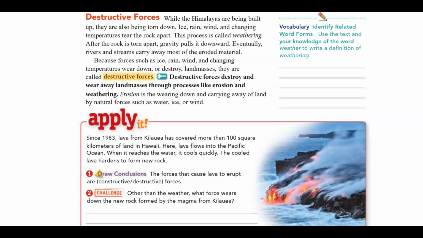Number 2 says, other than the weather, what force wears down the new rock formed by the magma from Kilauea? Well, besides the weather for wearing down the rock, we also know that the waves, because we're on an island here, the waves from the ocean are hitting the rock, and over time would be wearing it down.